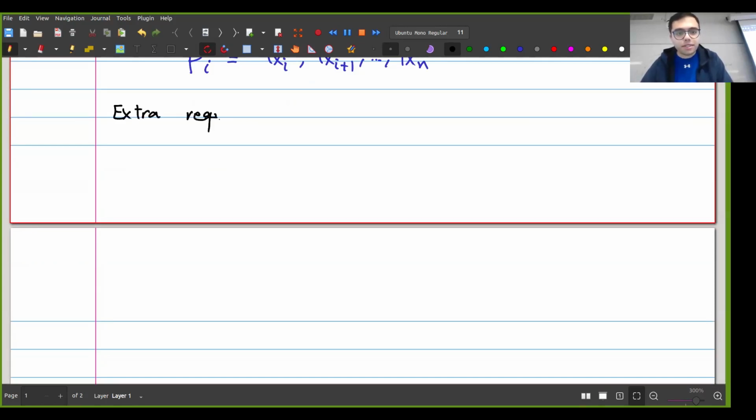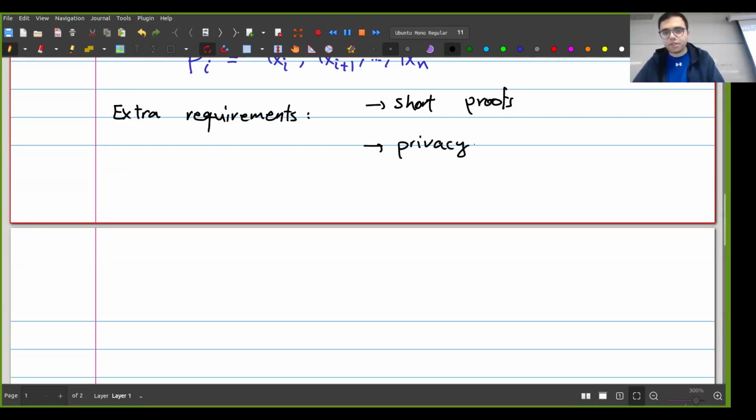My extra requirements are going to be short proofs and privacy. So short proofs is fine. Privacy, by privacy at this point, I mean that no one should be able to see other people's transactions. So no one should be able to see other people's names, and no one should be able to also see the amounts that they deposited. So no client sees other people's information.